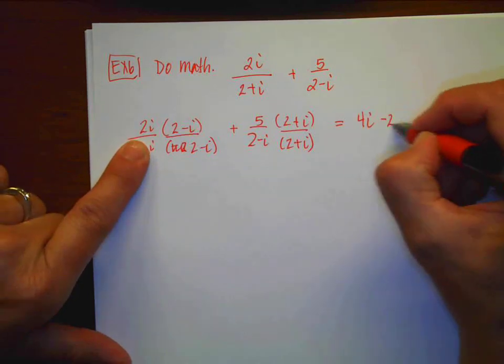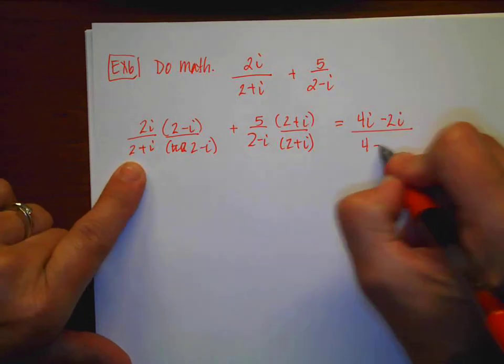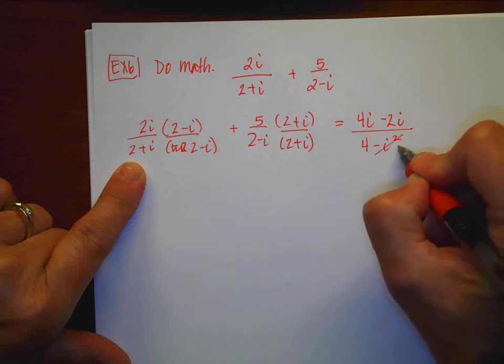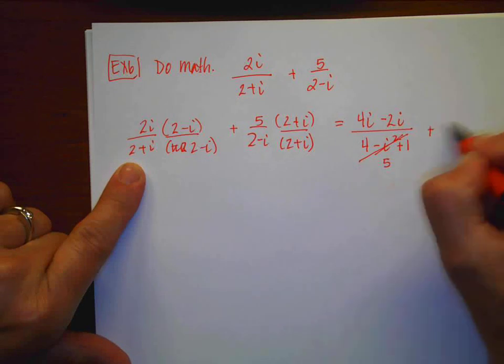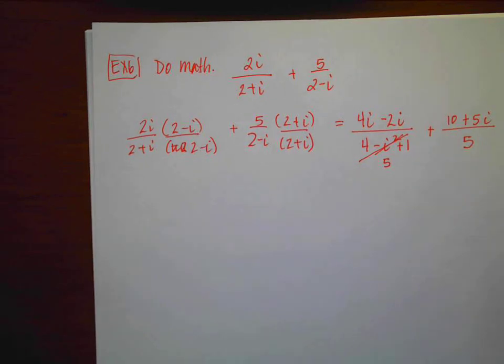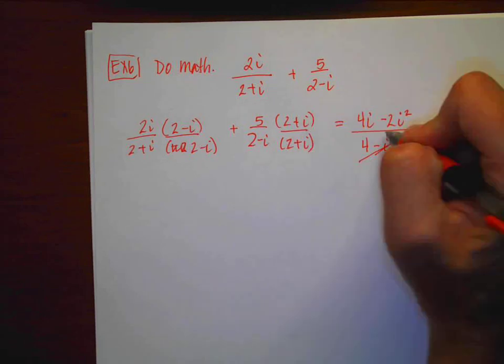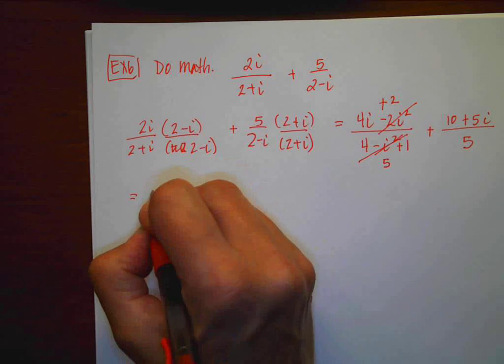Okay? Now I can do this math. So 2 times 2 is 4i minus 2i. And then in the denominator, this is going to be 4 minus i squared, which is plus 1. Alrighty, and then that denominator is going to be a 5, plus 10 plus 5i. And oh look, I'm going to have the same denominator, 5. Well, that worked out pretty politely. So now 4i minus 2i, just checking my math, except that should be 2i squared. So this is going to be plus 2, because an i squared is a negative 1.